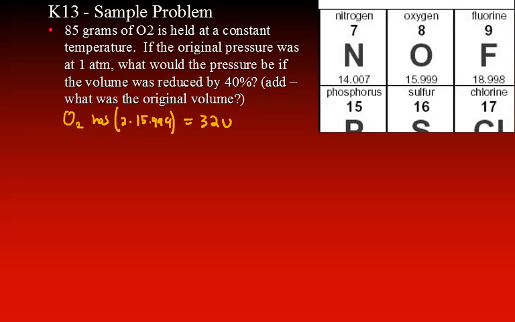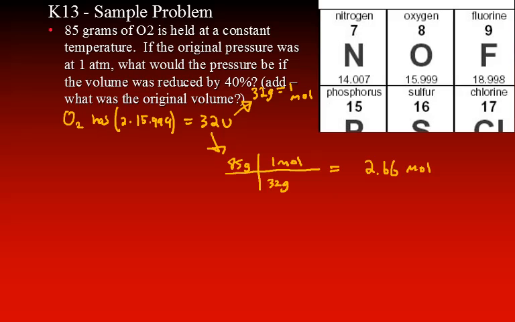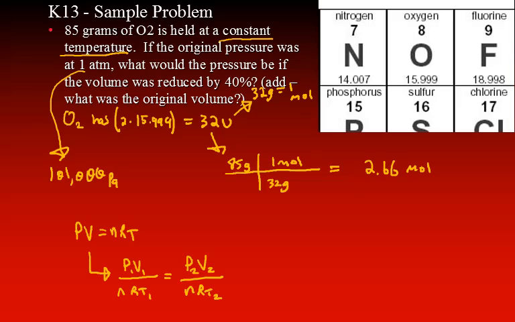Okay, so O2 is 32 u. So in this case with moles, we're dealing with 32 grams for 1 mole. We have 85 grams of O2, so the grams to mole conversion here, right? We know that 32 grams of it is 1 mole. And so the total amount of moles of gas was 2.66 moles. And then from there, we have the pressure, 101,000 pascals, one atmosphere.